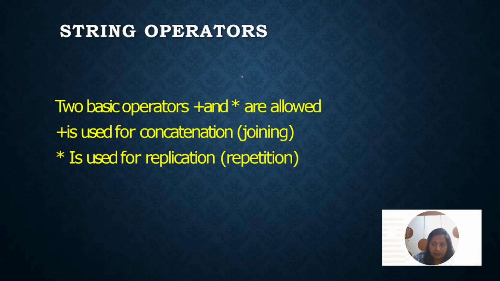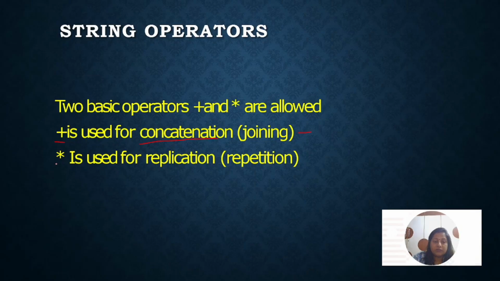You are going to do some operation by using the string. So there are two types of operators it will support. One we can call the plus symbol. Plus symbol is nothing but concatenation. Concatenation means joining of two strings, and you are supposed to join only two strings.